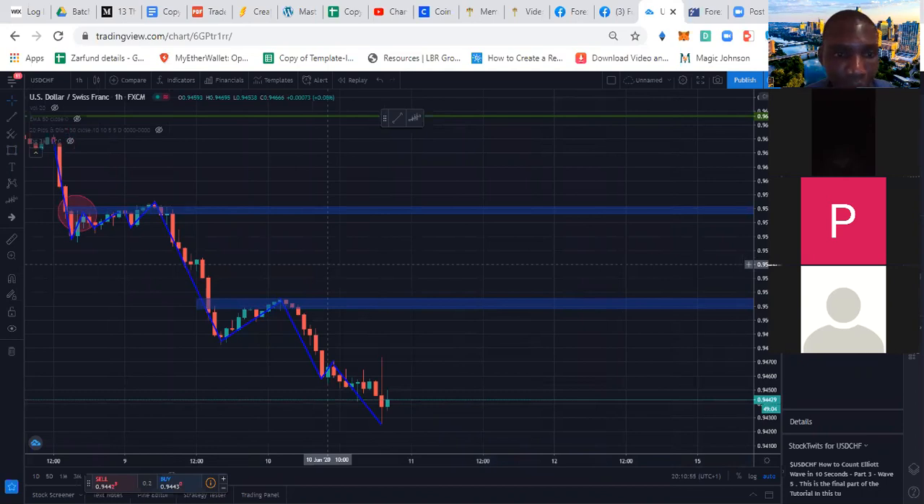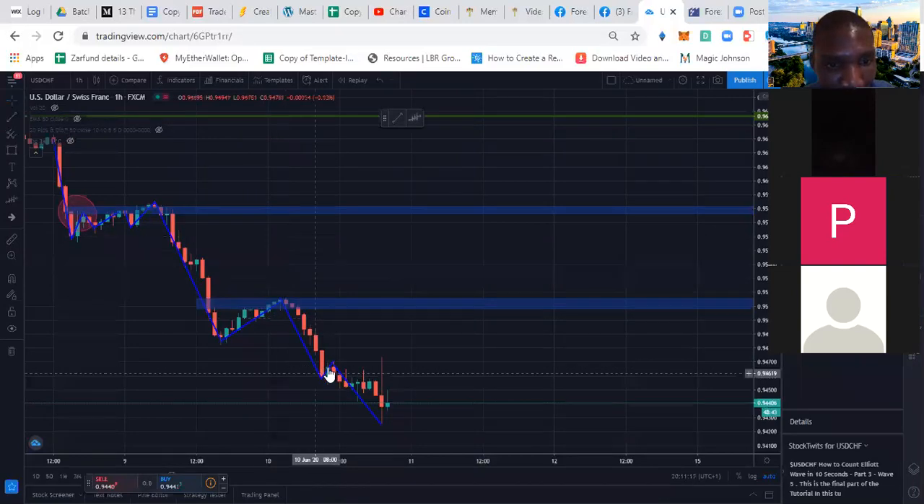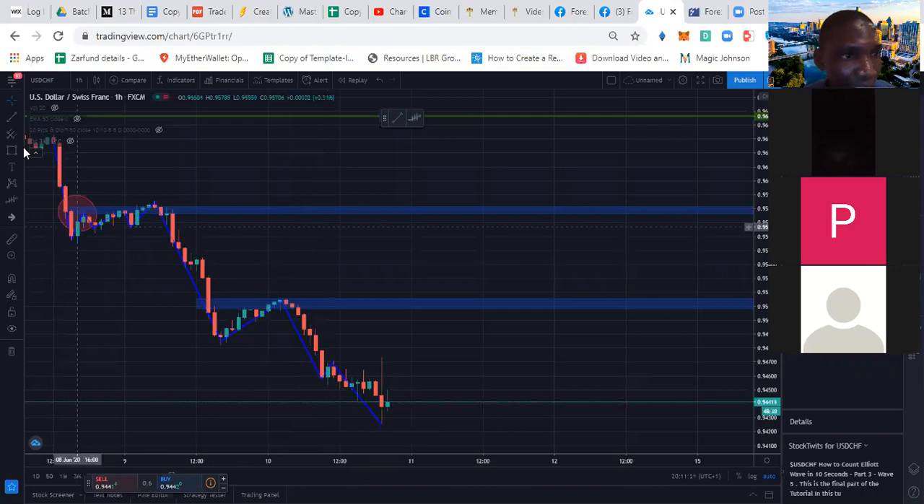So now, why was this structure formed? Because this low, look at this low, is lower than this point. All right, so now this came down and then pulled back a little. When it pulled back like this and came down low, we found another low, another structure right here.